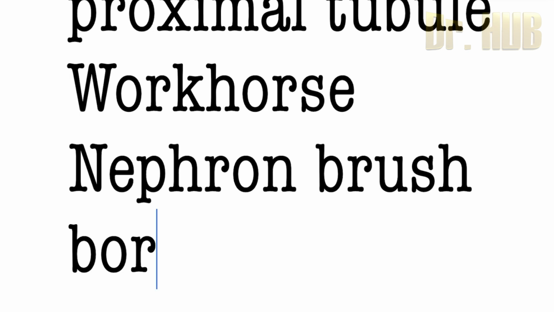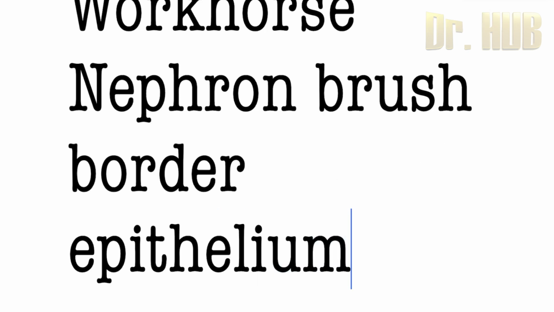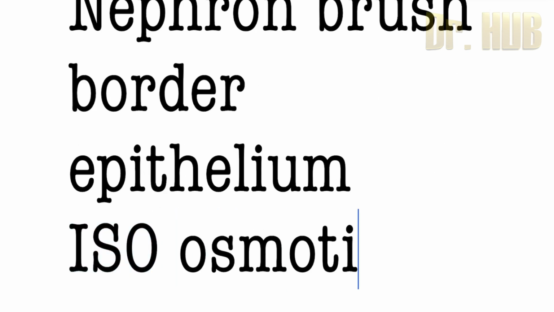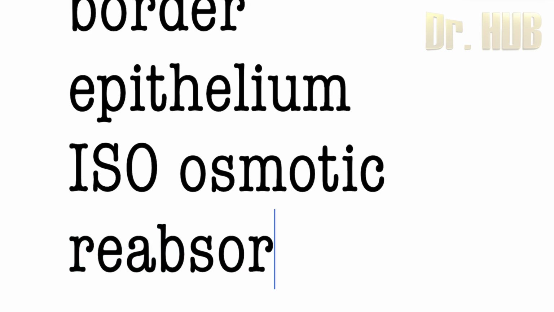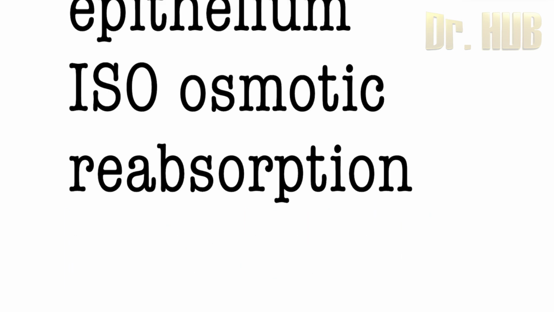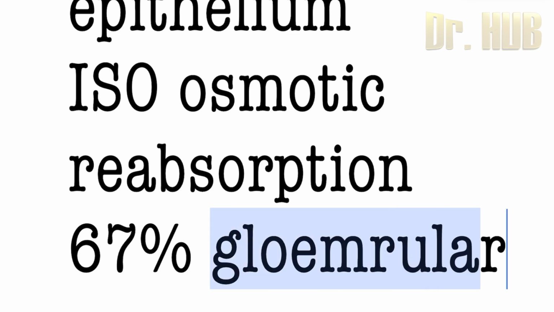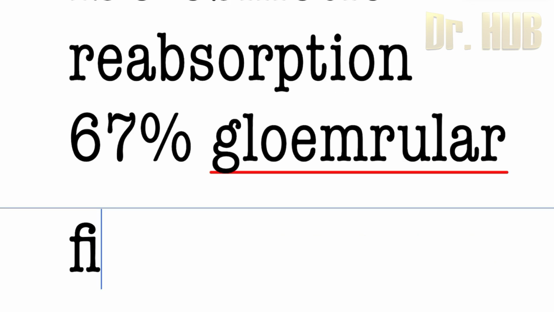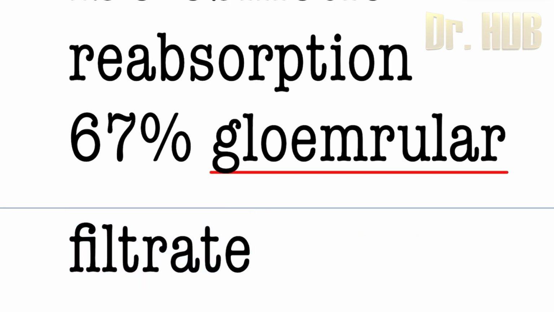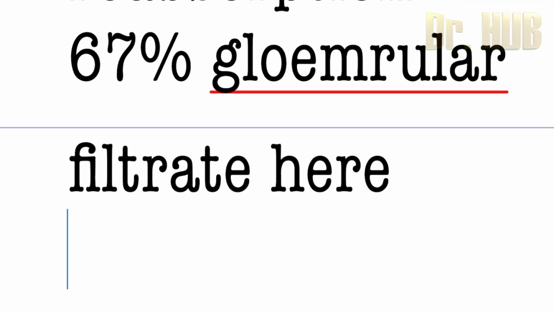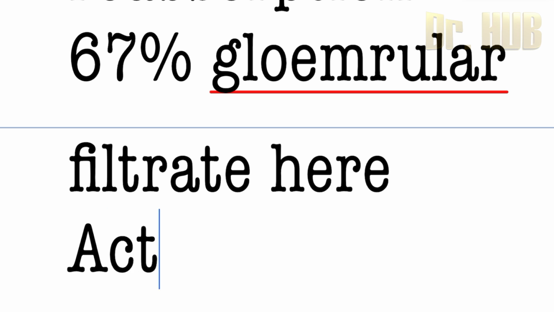It contains the brush border epithelium, and there is an isoosmotic reabsorption of about 67% of the glomerular filtrate, and it occurs here. Next is the site of active reabsorption.